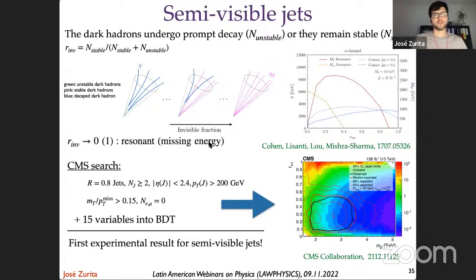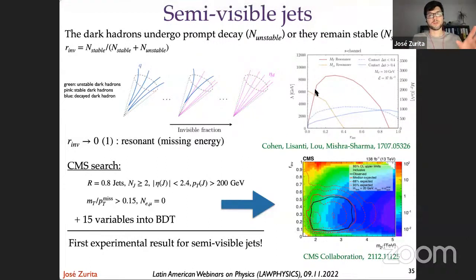Okay, so for semi-visible jets, what happens is that you produce dark pions, but these dark pions don't live much. So they add to the missing energy component of the jet that normally you would have from neutrinos. So what the search does at CMS is they essentially count how many stable particles you have in the jet, and they normalize by the total number of particles. This is the invisible fraction of the jet. So if you have no invisible fraction, you have a resonance. And if you have a full invisible fraction, this is like a dark matter search.